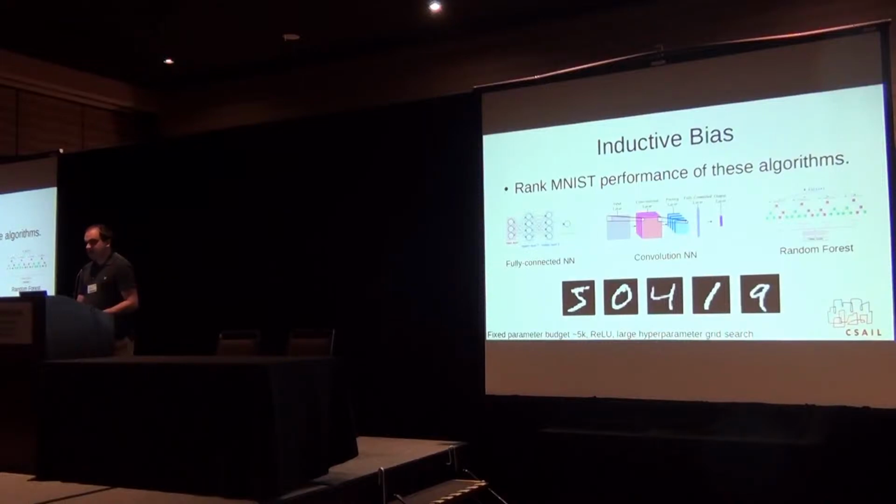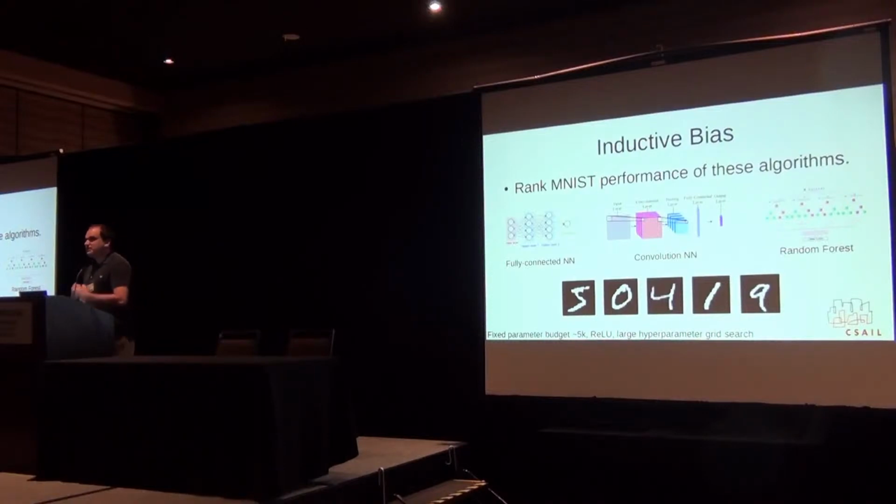Pop quiz, see if you're paying attention. Imagine I'm trying to rank MNIST performance with a couple of different machine learning algorithms. On one of them, I'm going to use a fully connected neural network, which is a universal function approximator, woohoo. Then I'm going to use a convolutional neural network, designed to have a good inductive bias. And finally, I'm going to use a random forest.